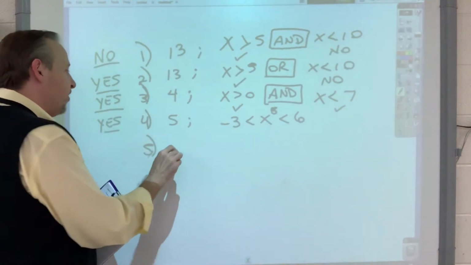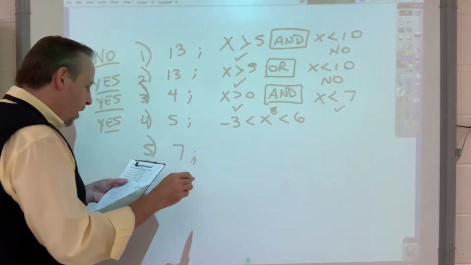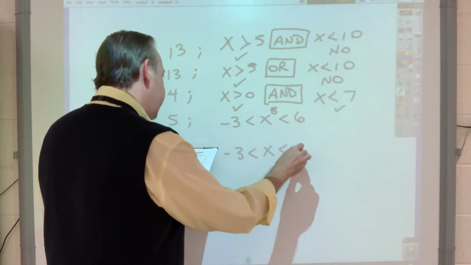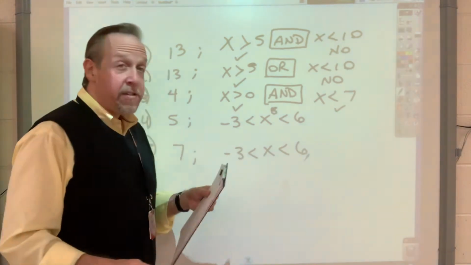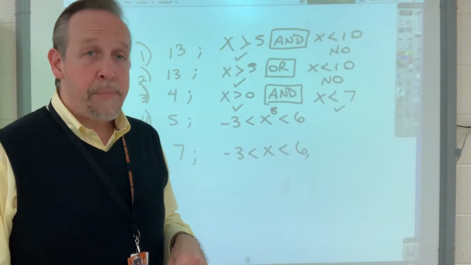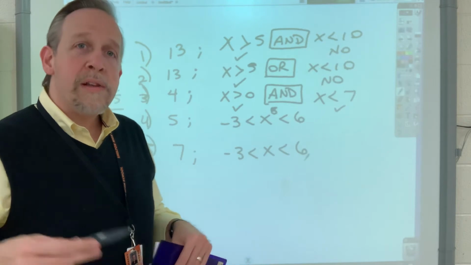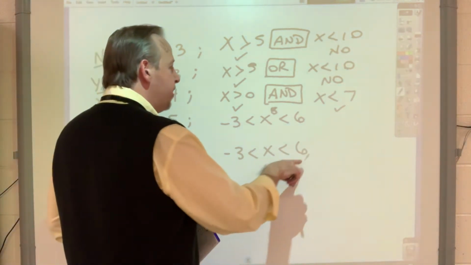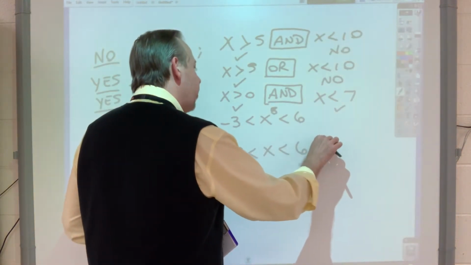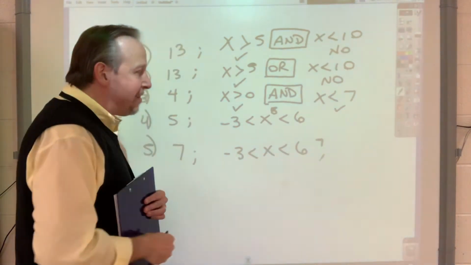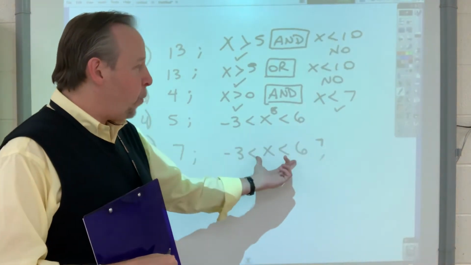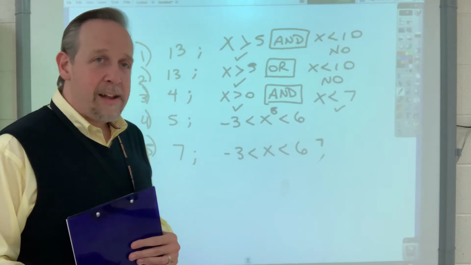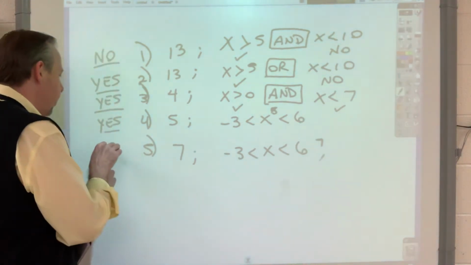Number 5 asks us to think of the number 7, and it gives us the same compound inequality where we're looking for x values to be between -3 and +6. Where does 7 fall in relation to this inequality? Well, 7 is, of course, higher than 6, so it's somewhere over here. You can see that 7 is not falling within the bounds of -3 to +6. It is not a solution to this inequality. The answer is no.